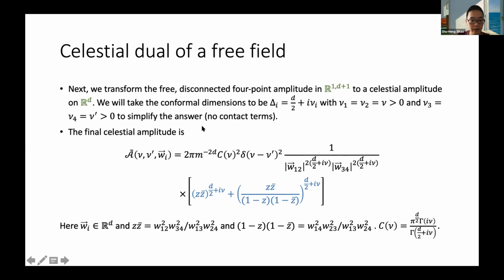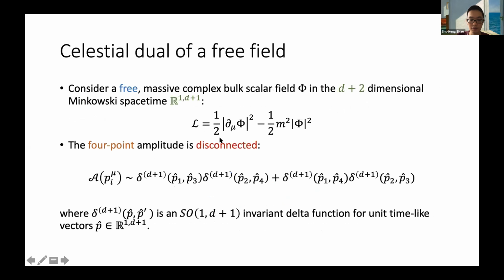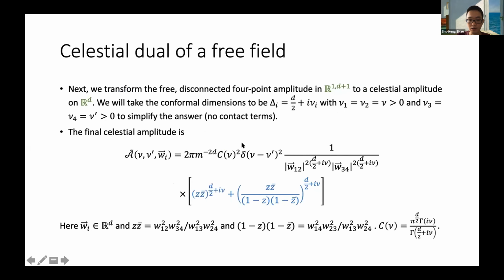Then it's a one-line algebra to convert the disconnected amplitudes in momentum space to the conformal basis. The only non-trivial formula we need is the orthogonality condition for the bulk to boundary propagator in hyperbolic space. At the end of the day, it gives rise to this formula. There's a prefactor that depends on the conformal dimension nu and nu prime. There's a standard prefactor for any conformal correlator. And then in the brackets, it's a very simple looking function of the cross ratio z and z bar.